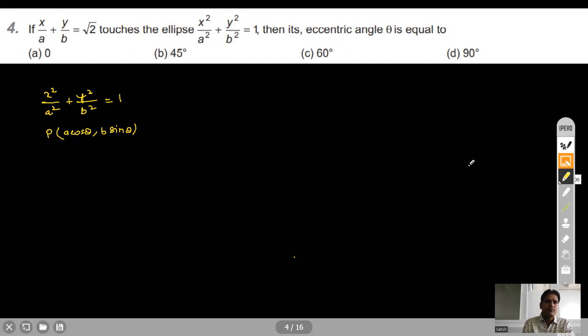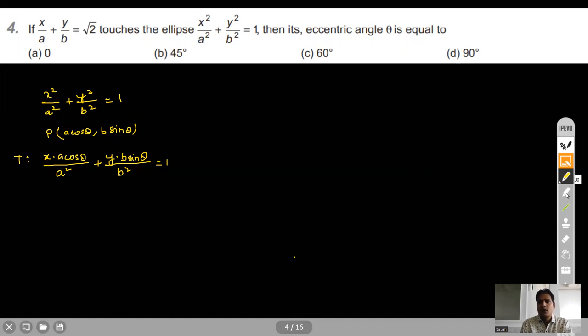Now what I will do, I will write the equation of tangent at this point. It will be basically xx₁/a² + yy₁/b² = 1. So what is x₁ here? It is x into a cos θ upon a², and in place of y₁, I will write this b sin θ. So yy₁ upon b² is equal to 1. Is it okay? So this is the equation of the line which is tangent to this ellipse at this point P, right?